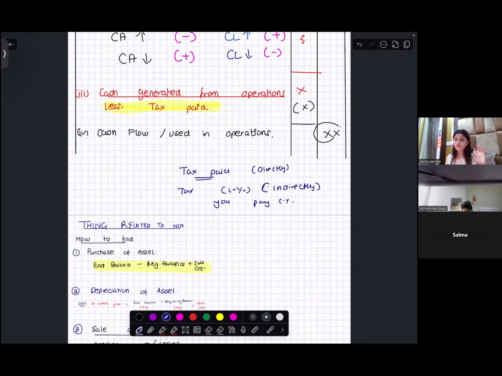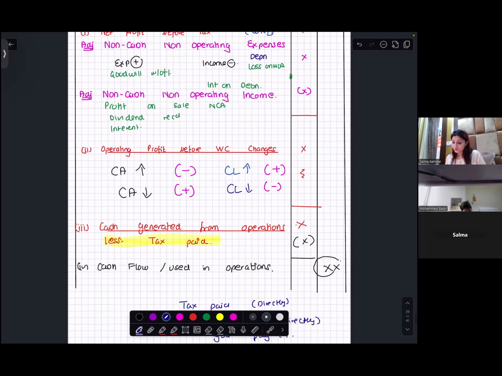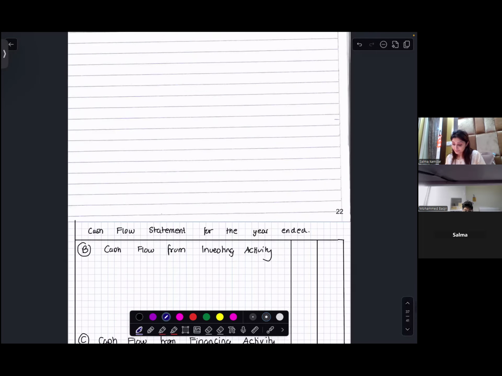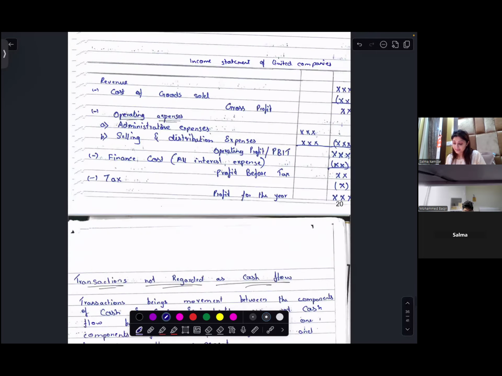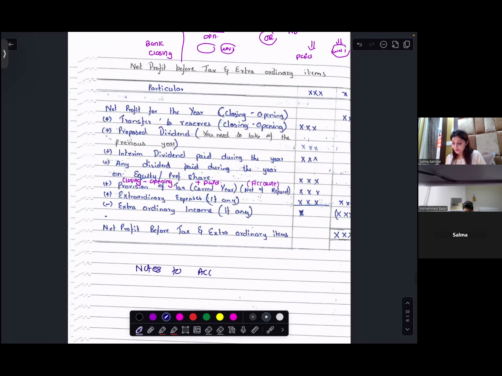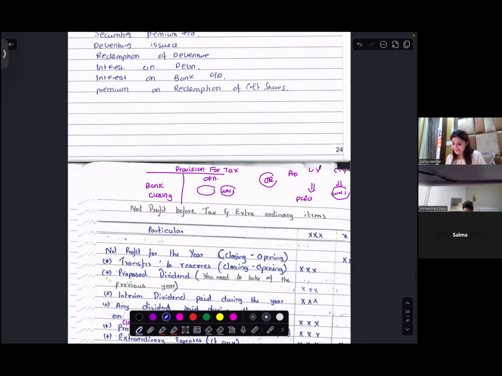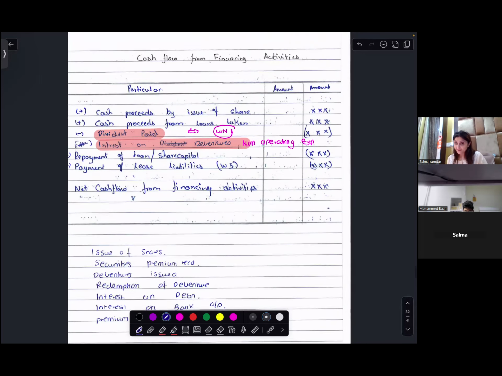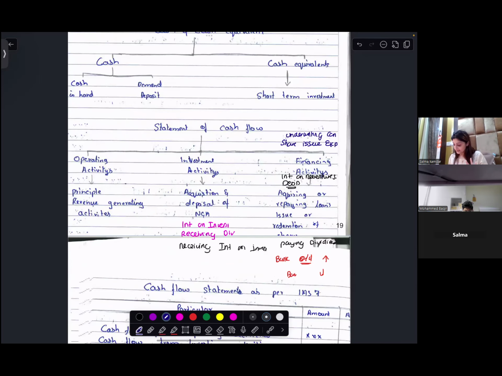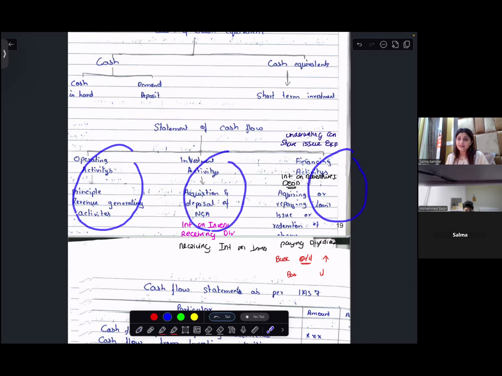So you get cash flow from operations or cash used in operations. Are you with me again? Okay, so cash flow is IAS 7. You have 3 activities: cash flow from operating activities, investing activities, and financing activities. Investing activities means purchase and sale of non-current assets. This is your base.